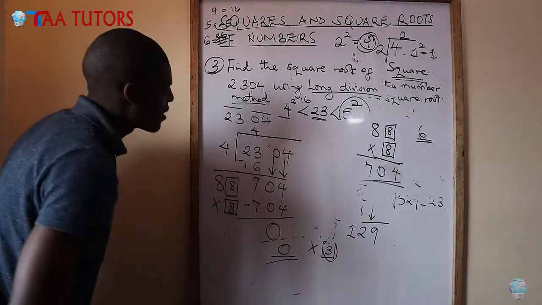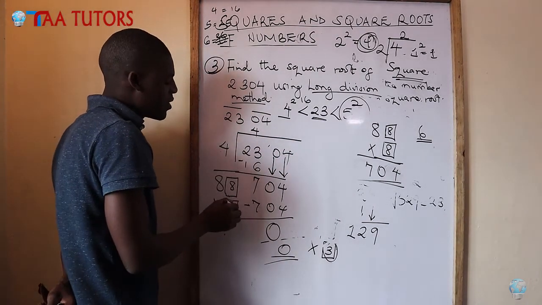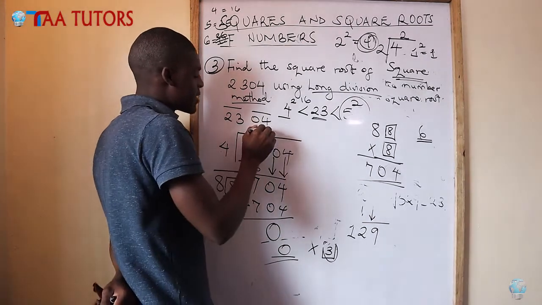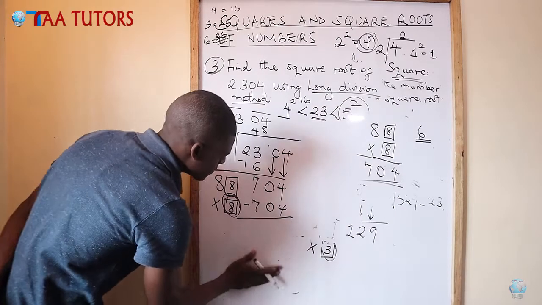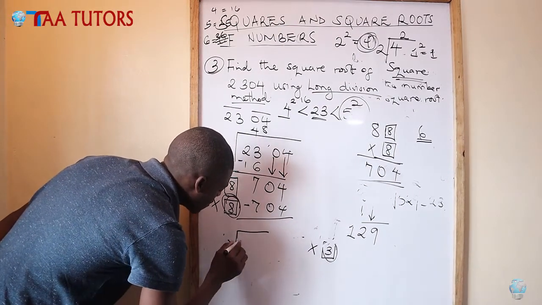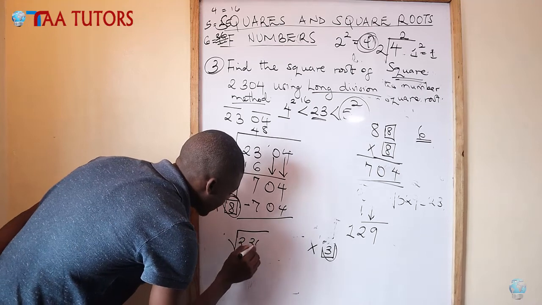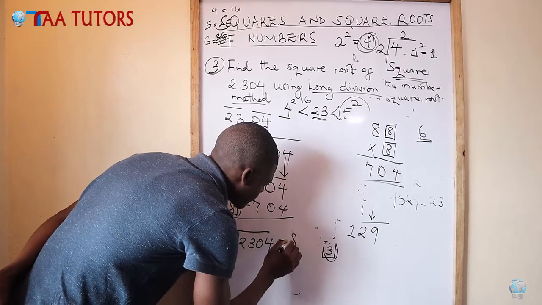When we have 0, then the values that we have is the square root. Then remember, the value you are filling in here is the second digit in that quotient. So the square root of 2304 is 88.